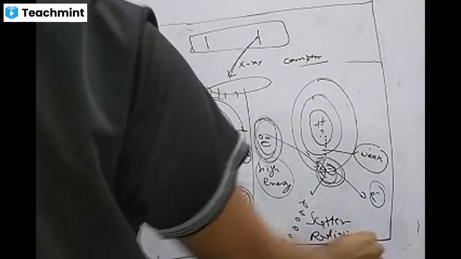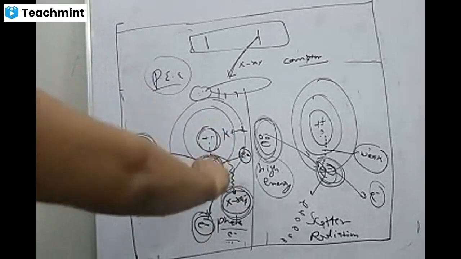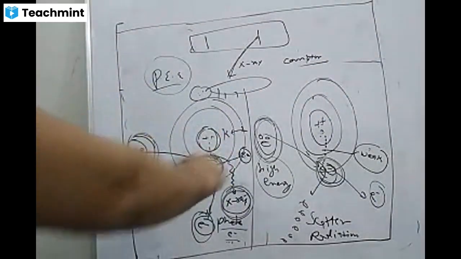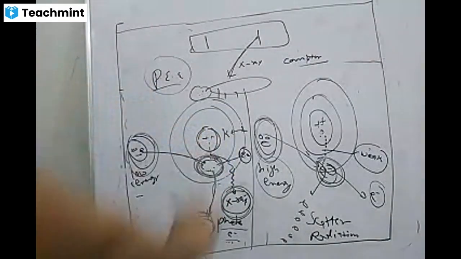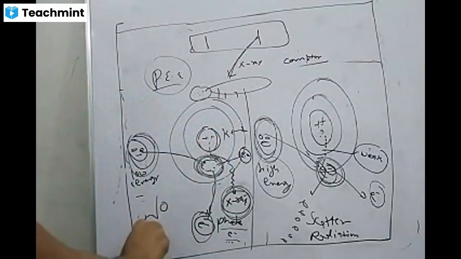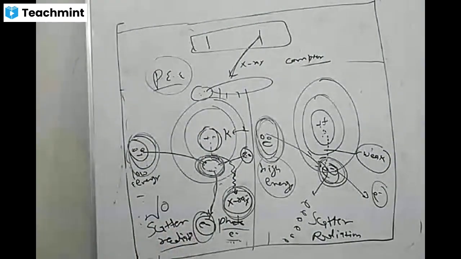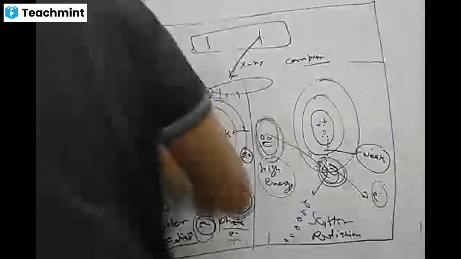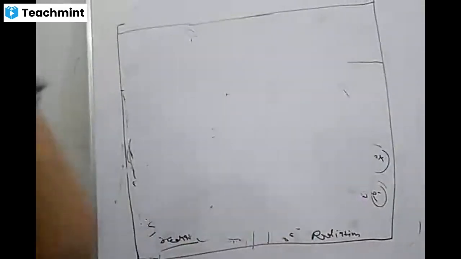So we call this scatter radiation. In the photoelectric case the attraction was very strong, it needed high energy, so whatever energy the photon has, it transferred all the energy. So there is no chance of scatter radiation. So this is the main difference between these two effects, photoelectric effect and Compton: in the photoelectric effect, there is no scatter radiation.